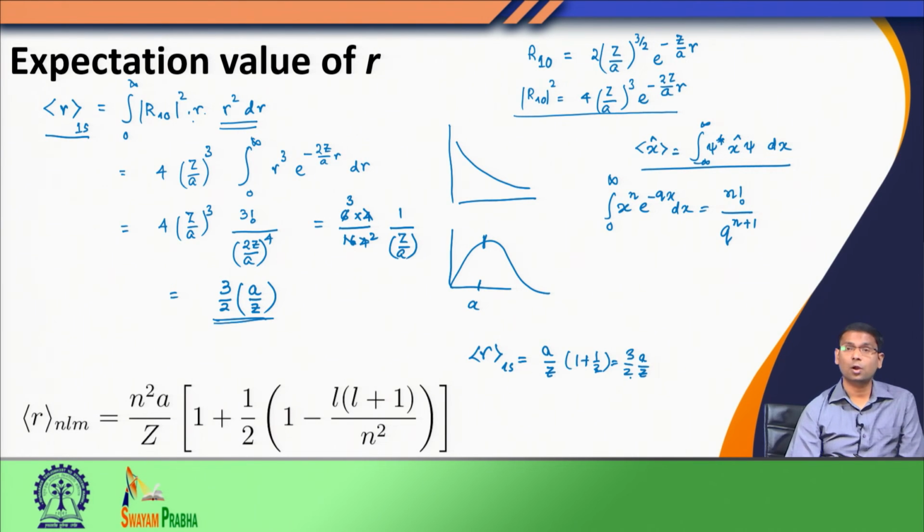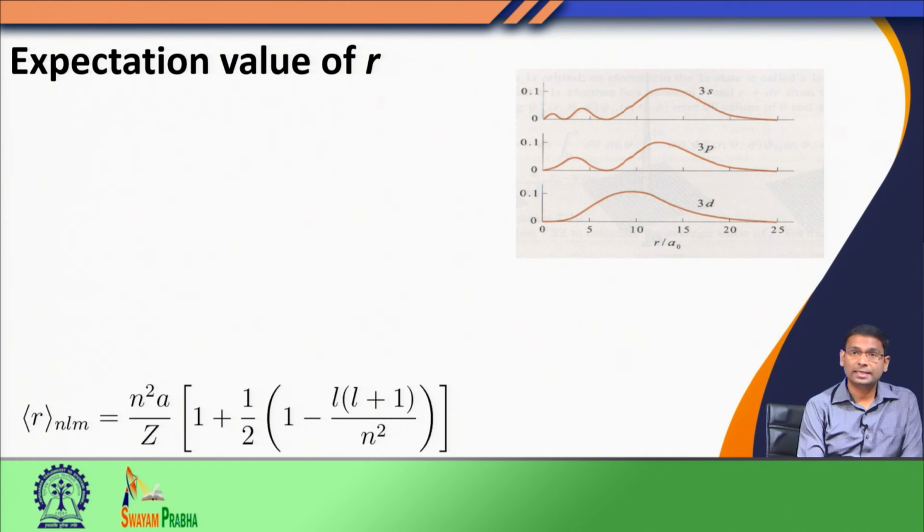For all other non-zero values of L, for example, for 2p or for 3p, we can use this relation to obtain this, but I would recommend you to actually find out the expectation value of at least the 2s orbital and the 2p orbital. So, we would use this general formula for the expectation value of r to make one particular discussion.